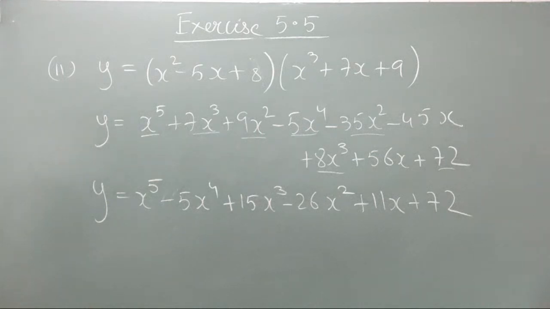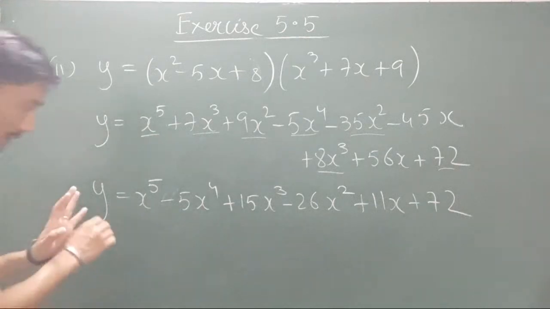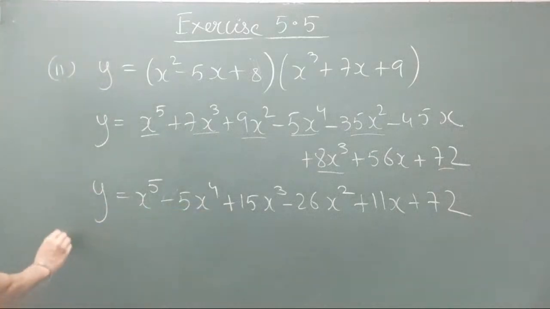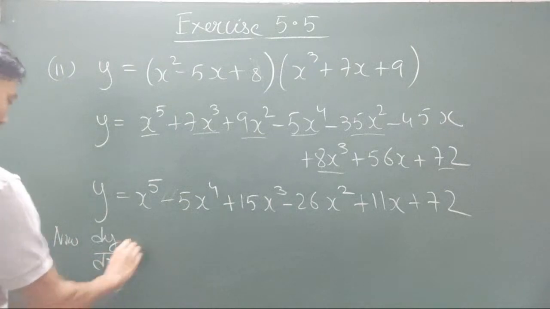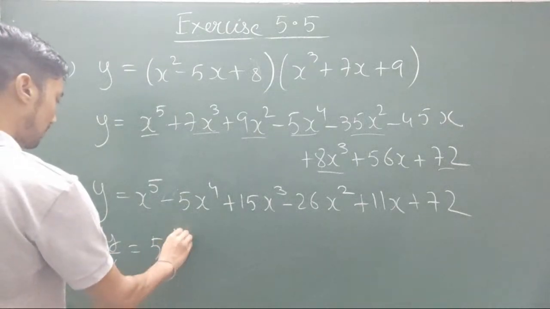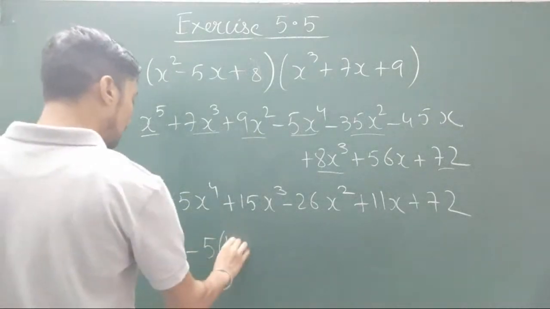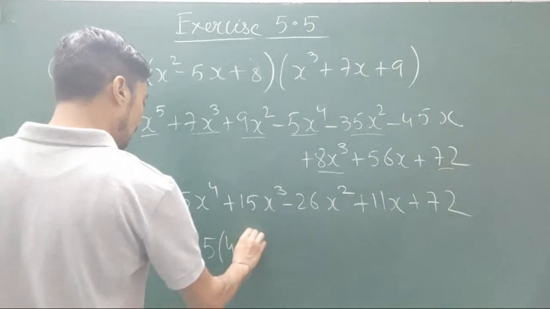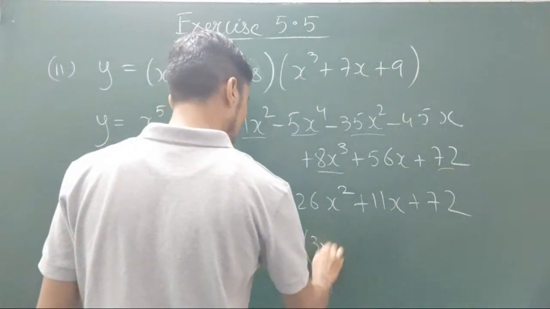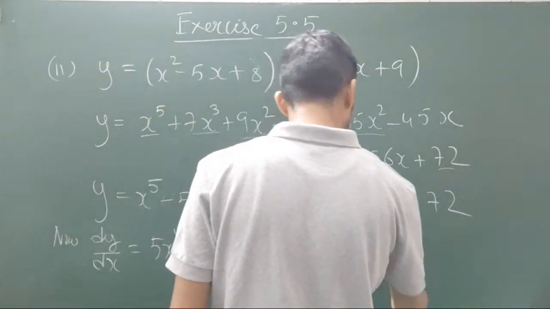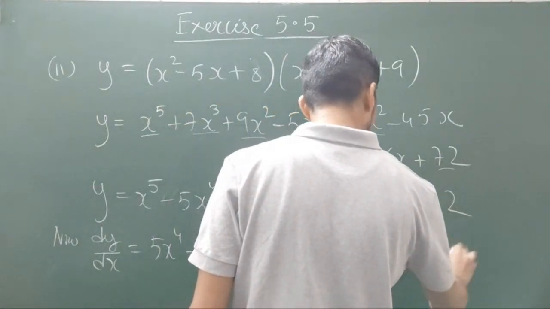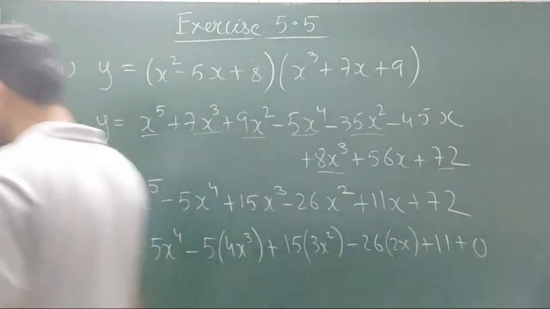x power 5 minus 5x power 4 plus 15x cubed minus 26x squared plus 11x plus 72. Alright, so multiply to obtain a single polynomial. Now, differentiating both sides with respect to x, simple question, that's going to be 5x power 4 minus 5 into 4x cubed plus 15 into 3x squared minus 26 into 2x plus 11 plus 0.